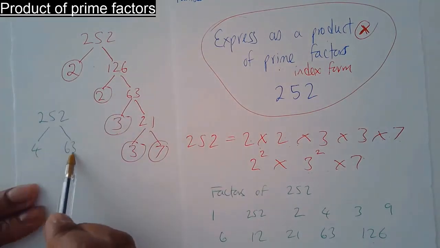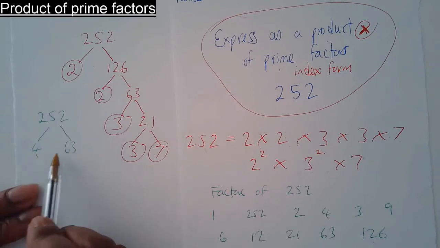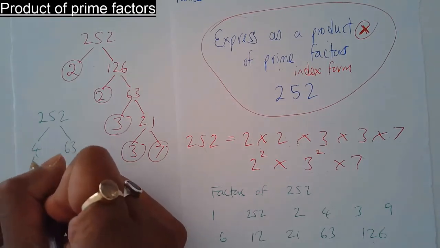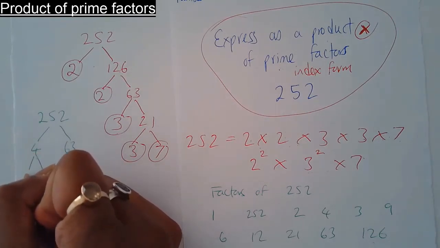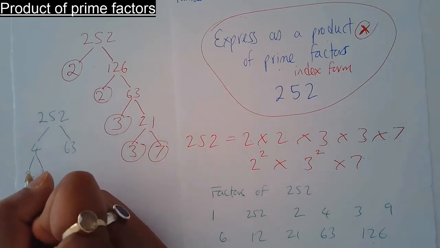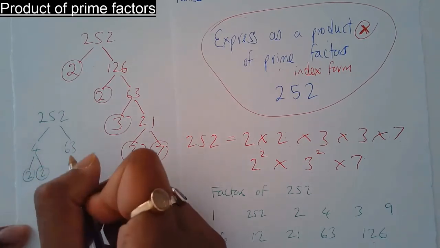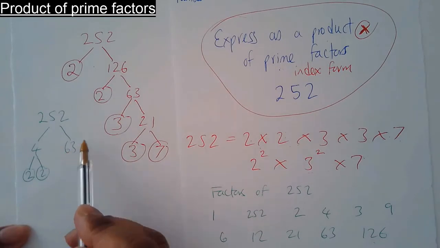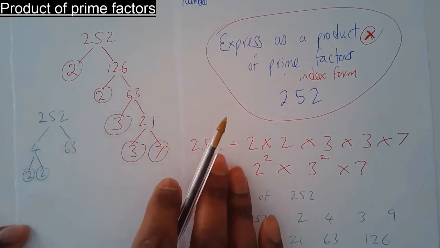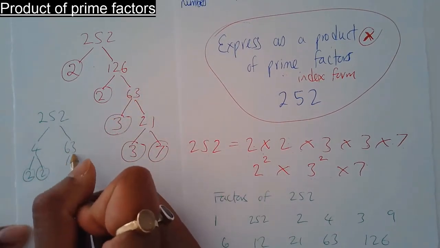But these are not prime numbers, so I'm not going to circle these. So carry on with this one. 4 can be, you can get 4 by doing 2 times 2. These are all prime numbers. And the 63 is going to be the same as this one here. So let me just copy that branch because I've already done it.